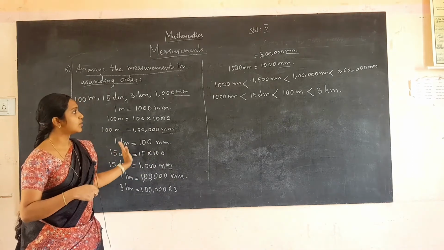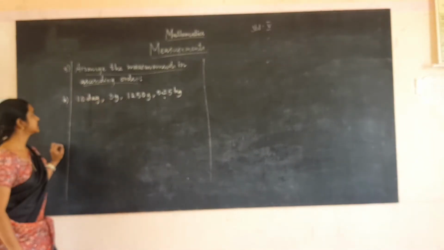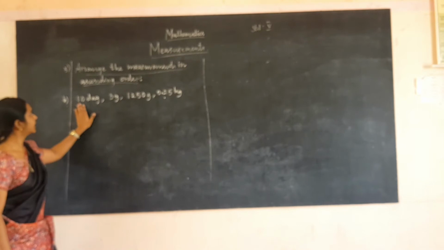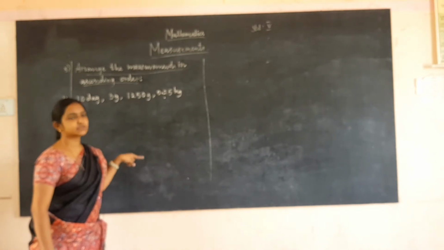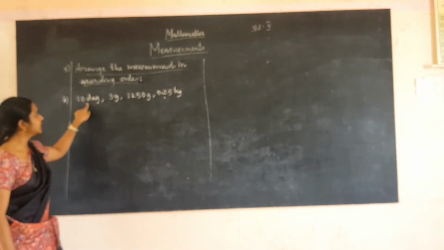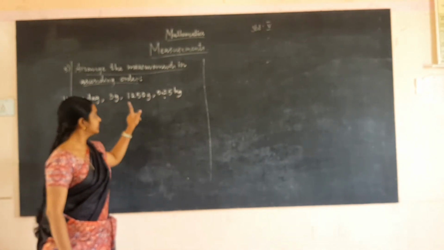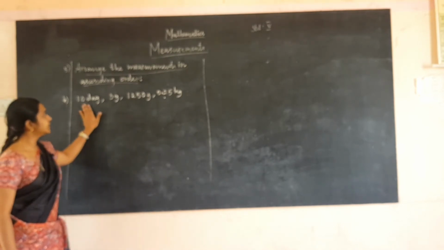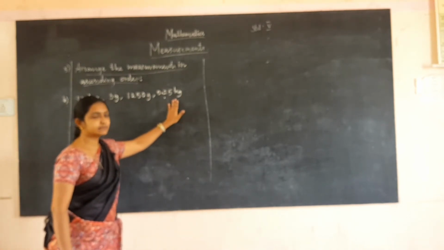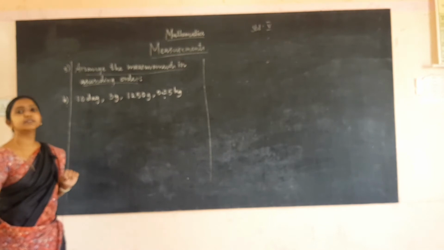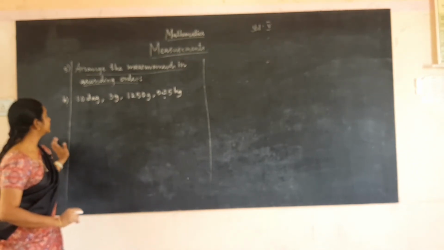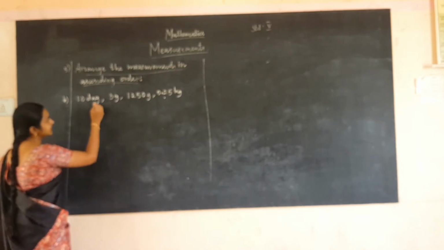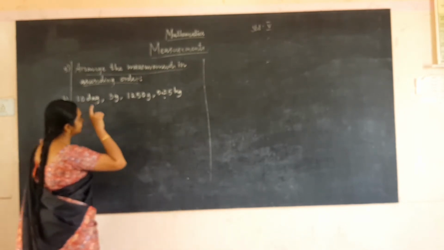Ascending order means smaller to larger. Next, we are going to arrange this in ascending order. You can see that we are having 2 units with grams. So we are going to convert all the units into grams. Already 2 units are with the grams, so let it be as it is, and I am going to convert decagram and kilogram into gram.